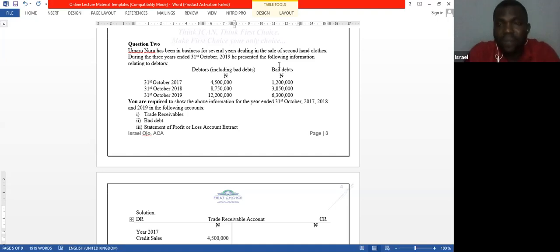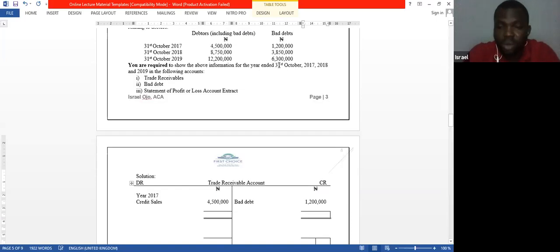Bad debt is used to reduce our trade receivables, so we have our bad debt on the credit side. And that will be 1.2, because it's included. It means they have not deducted it, but since it's included, we have to remove it. So we have 1,200, because that money will not be collectible again.